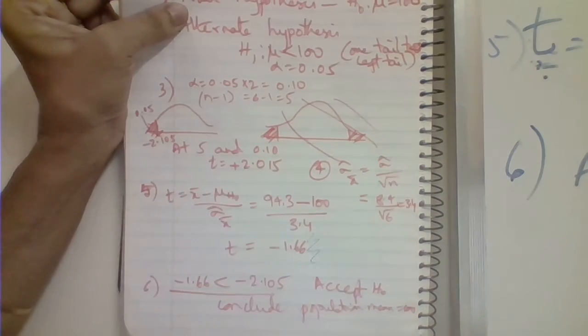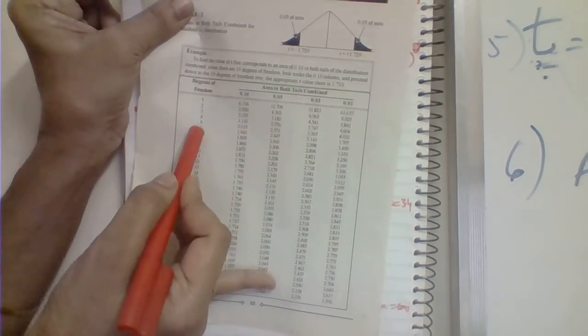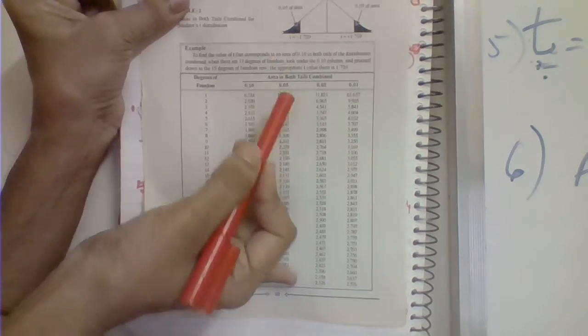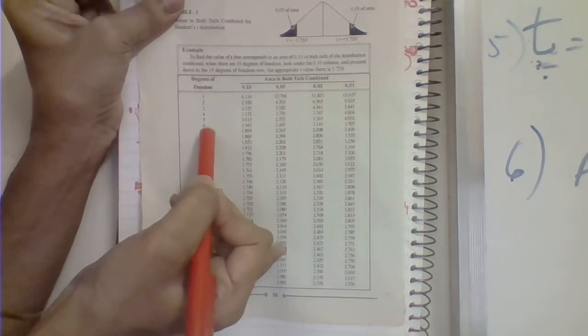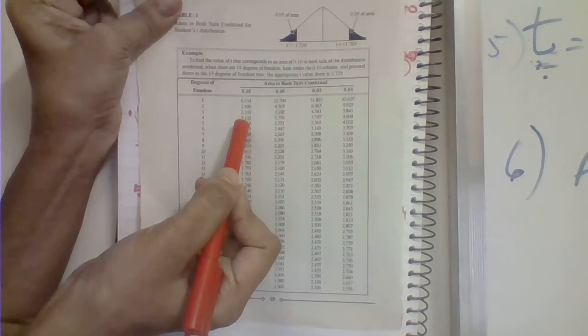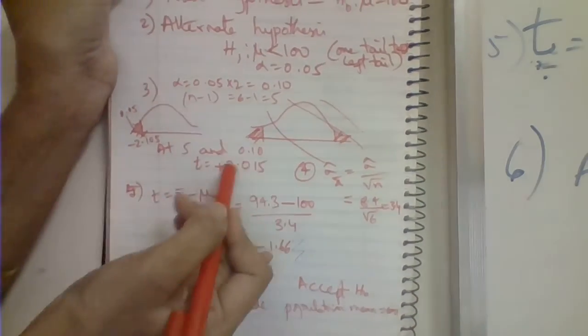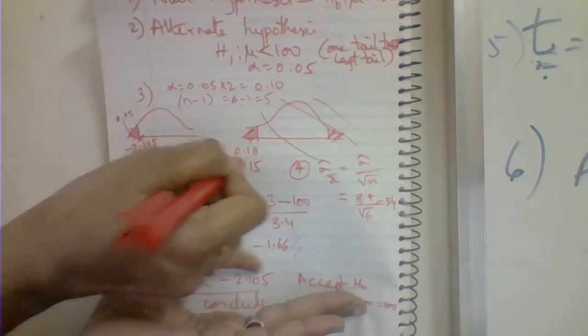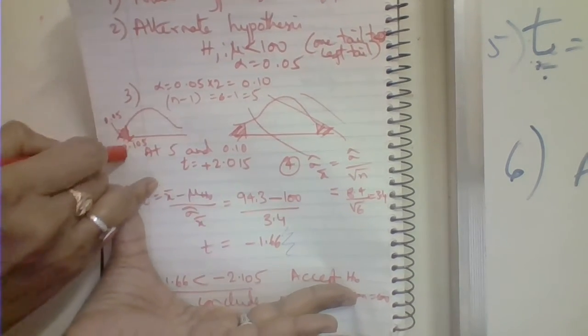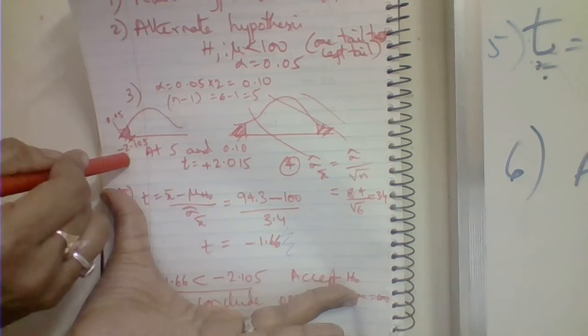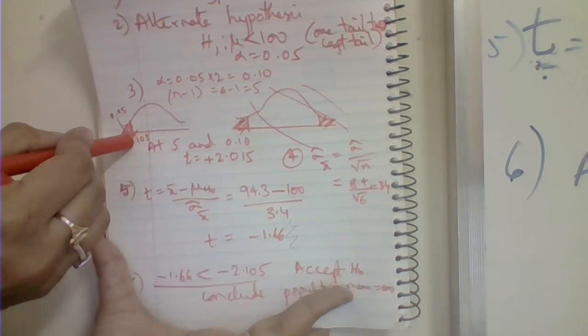So from the t distribution table, at degree of freedom 5 and at 0.10 find the value. So that comes to 2.015. So 2.015 is the value of t. Because it is to the left side, this will be minus 2.015. So you got this value from the table.